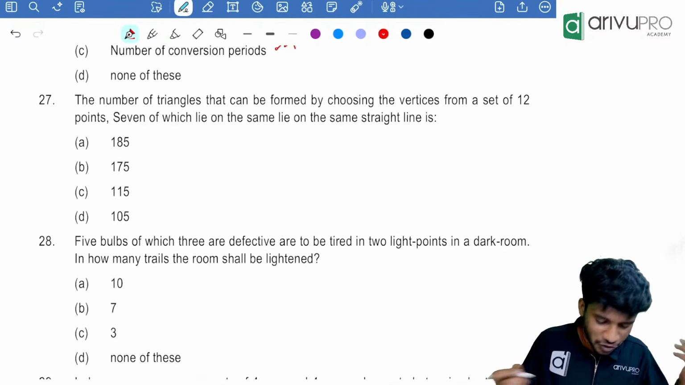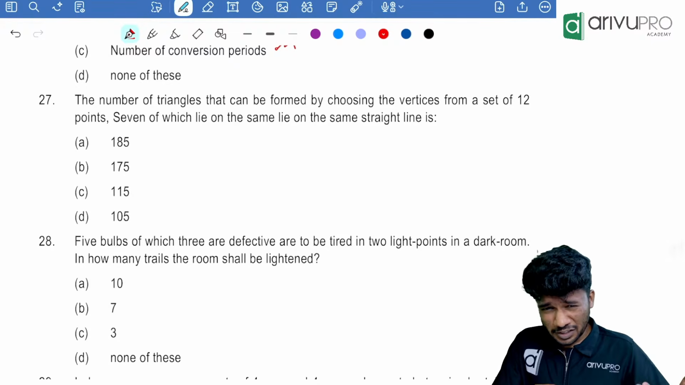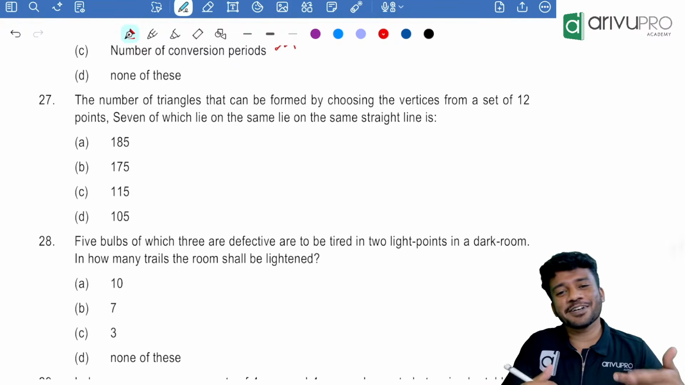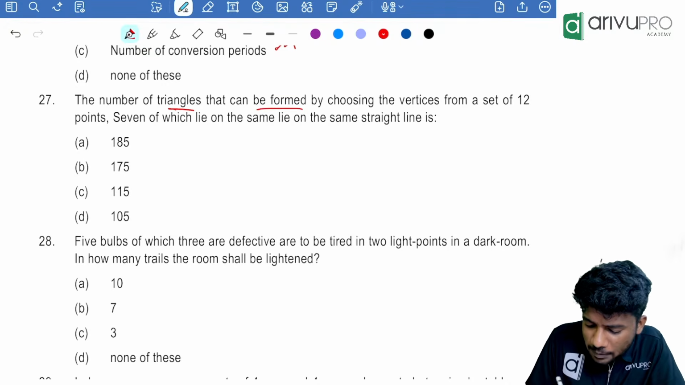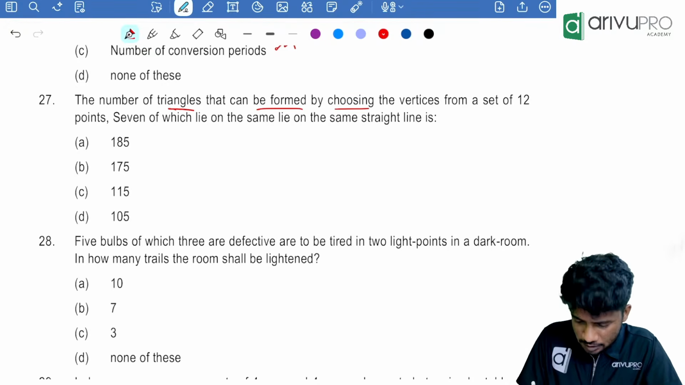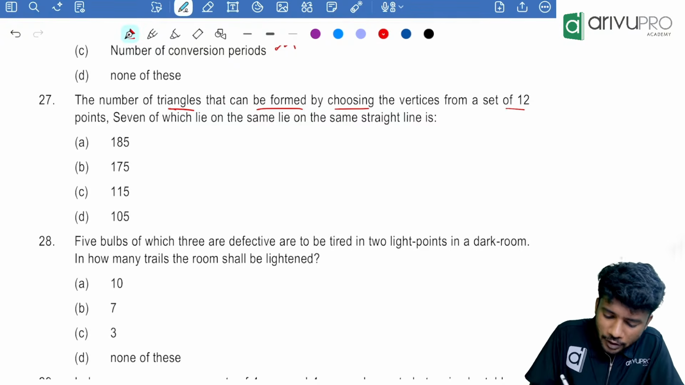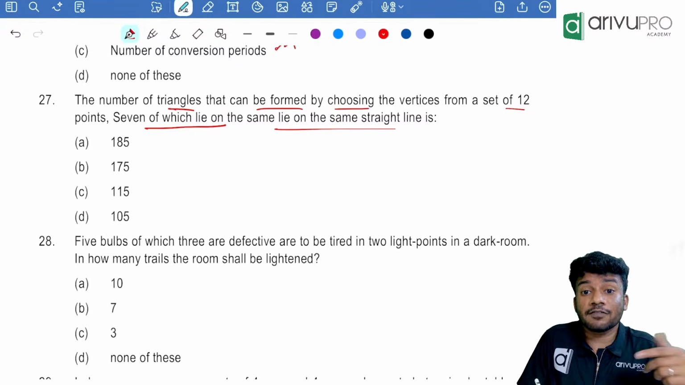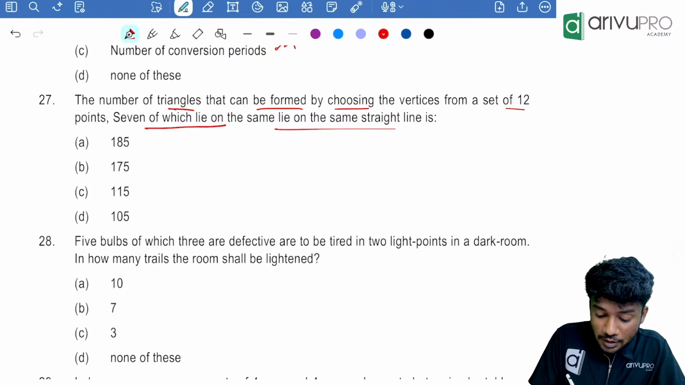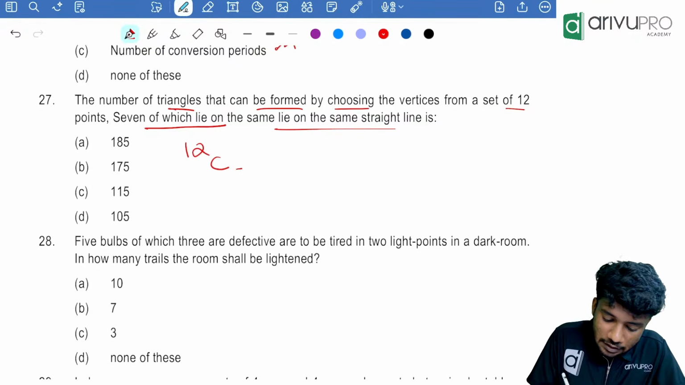We have discussed this. If you watch the 0 to hero series, you will see the same type of question there also. The number of triangles that can be formed by choosing the vertices from a set of 12 points, of which 7 lie in the same line. That means 7 are collinear. How to do that? So first of all, 12C3.